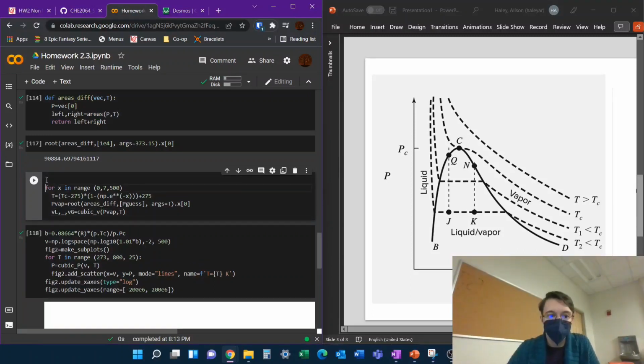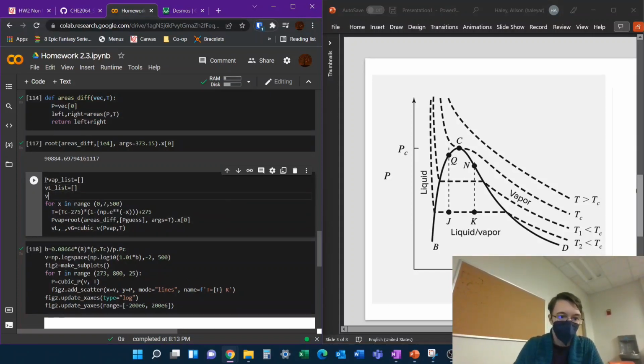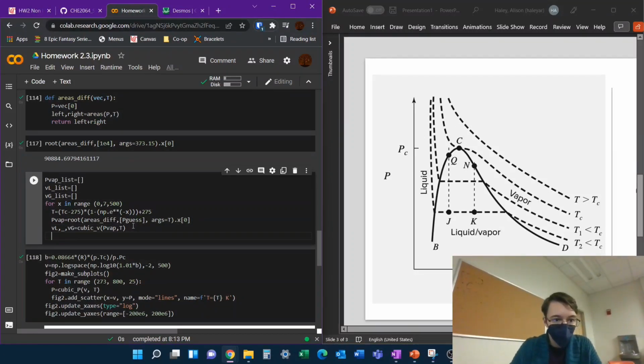So let's define these lists up here. We'll call this pvap list. We're just going to make it empty for now. And then we'll have the VL, the liquid volume list. Again, we'll make that empty. And then we'll have the gaseous volume list, which will also be empty. And then we're going to append these values on.